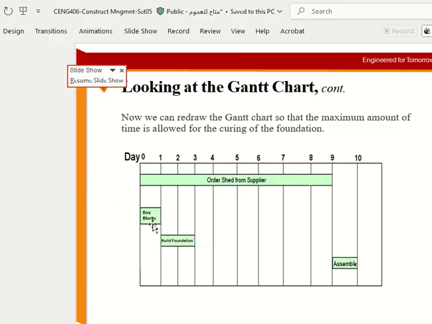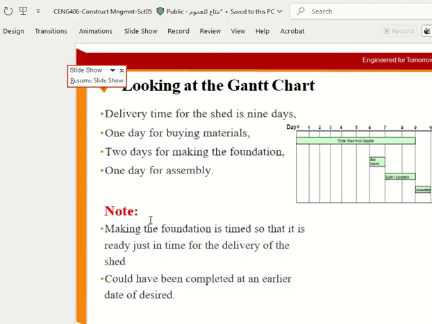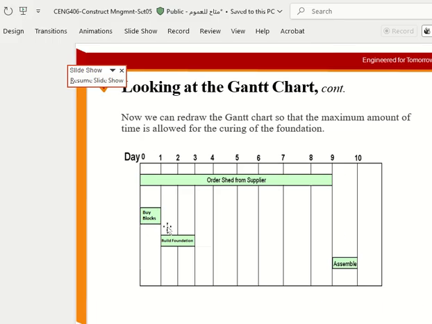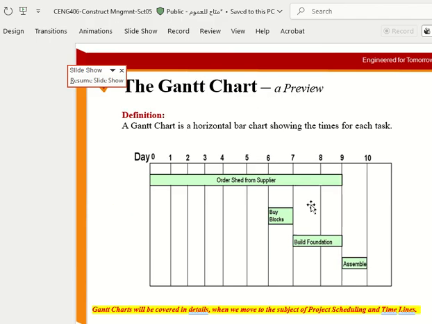Now look at buying the blocks. In the first case we are buying the blocks on the 6th day. In this case we are buying the blocks on day 0, the start of the project. So this is the early start and this one is the late start. If you buy the blocks after it, your foundation will be delayed. When the foundation is delayed, that means assembly will be delayed as well. So you will not finish the project within the 10 days, but within these days you will still finish the project in 10 days. So this one is finishing in 10 days.